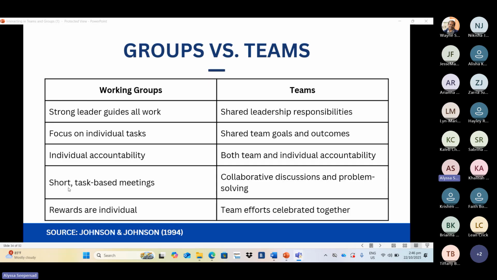So, before I start to discuss the information shown in the table, can anyone point out the obvious difference between working in groups versus teams from what I just read?